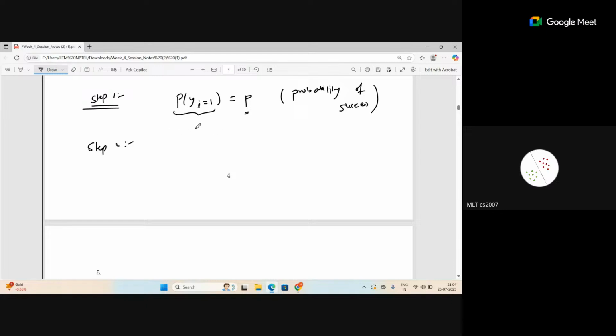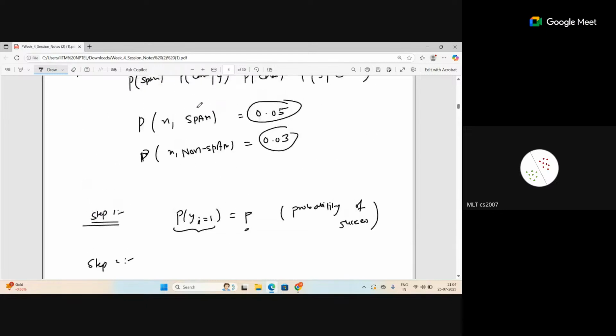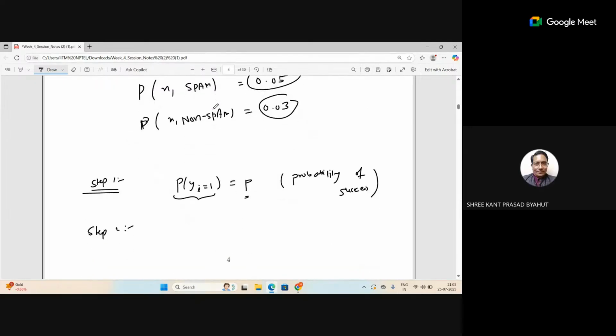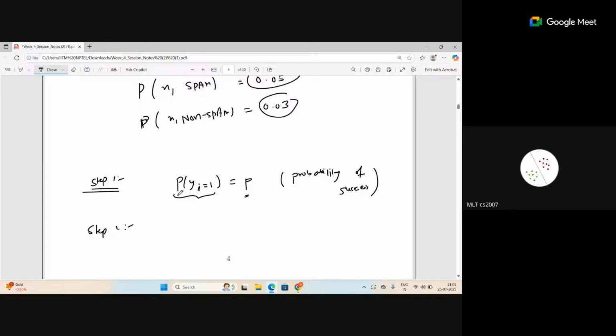And what is the next step you'll have to find out? Because you need this. You have found out this part, and I need to find out this part. Once you find this out, you will find the probability of xi given y, by probability of y into probability of xi given y.